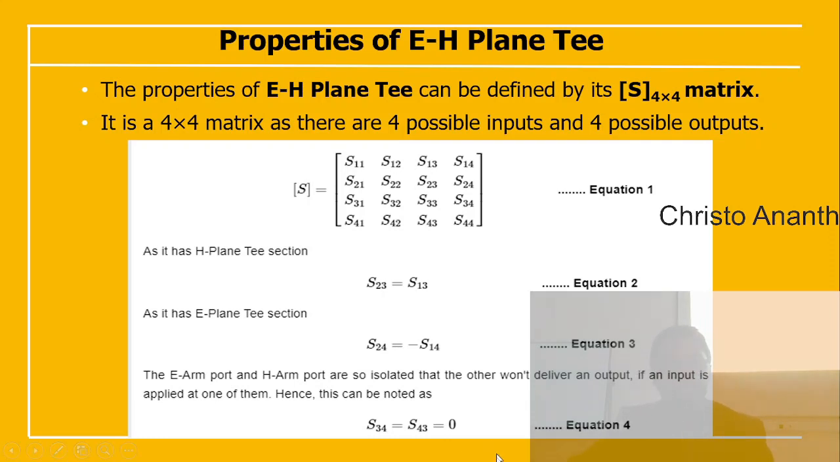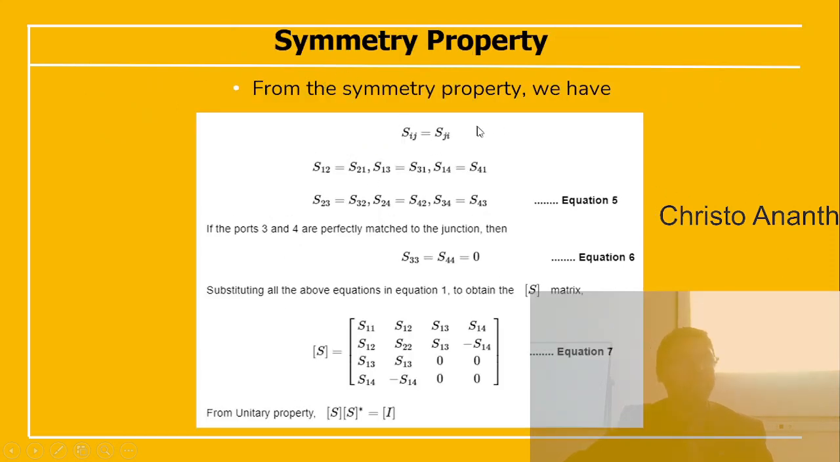This can be given as S34 is the same as S43, which is equal to 0. So we have 4 equations now. By the symmetry property of the scattering matrix, Sij is equal to Sji, which means S12 is the same as S21, S13 is the same as S31, S14 is the same as S41. Similarly, S23 and S32, S24 and S42, S34 and S43.